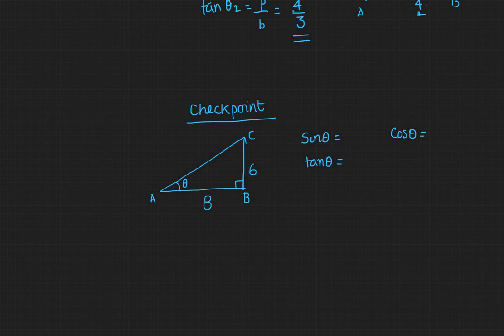So here is a checkpoint. Here is the triangle that we have, a right angle triangle, and try to find out what is your sine theta, cos theta, and tan theta. You have been given the perpendicular and the base, and you can find the value of the hypotenuse by using Pythagoras theorem. So you will know the hypotenuse as well, and try to find out what is sine theta, tan theta, and cos theta.